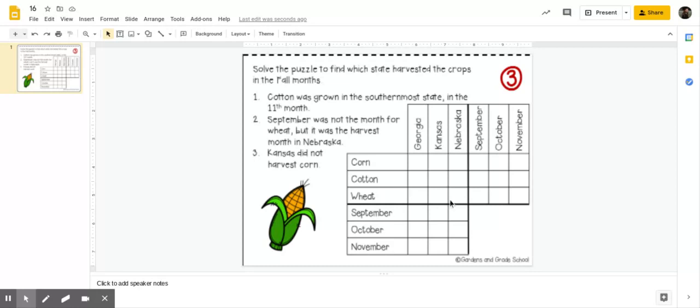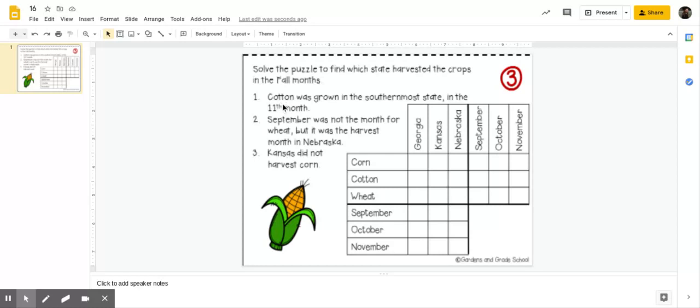This is our grid that we're going to be working on, and we're going to try to find what food was harvested in what month and what state. So we're going to use our clues. It does not matter what order you use your clues in. I try to read all the clues first and figure out what I know before I go through and then try to figure it out.